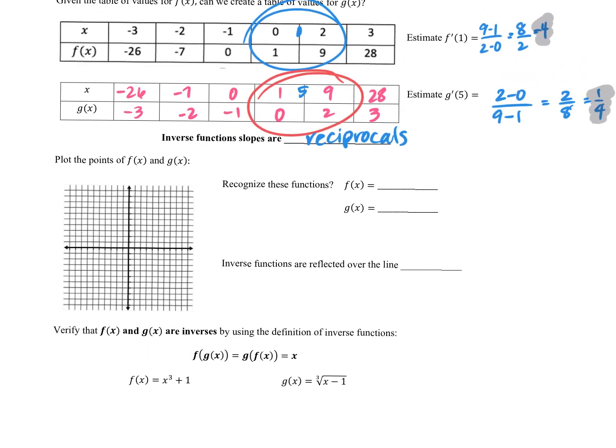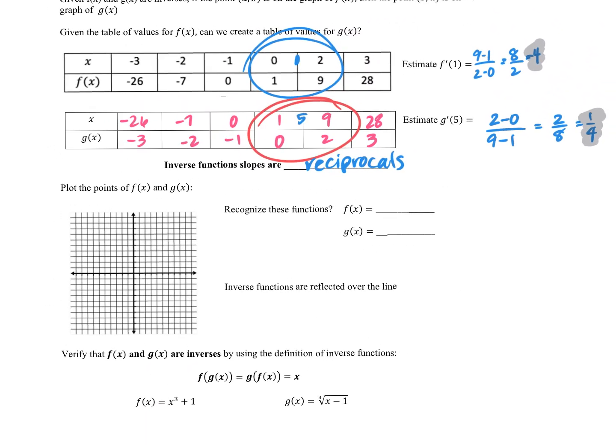Here's what I want to do. Let's go plot these points real fast. Let's plot this function. Do I have room to plot (-3, -26)? No. (-2, -7)? Yeah, sure. I'm just graphing f. There's my f function. And then I'm also going to graph g. It does kind of look like a tangent, but actually this one's just going to be x cubed.